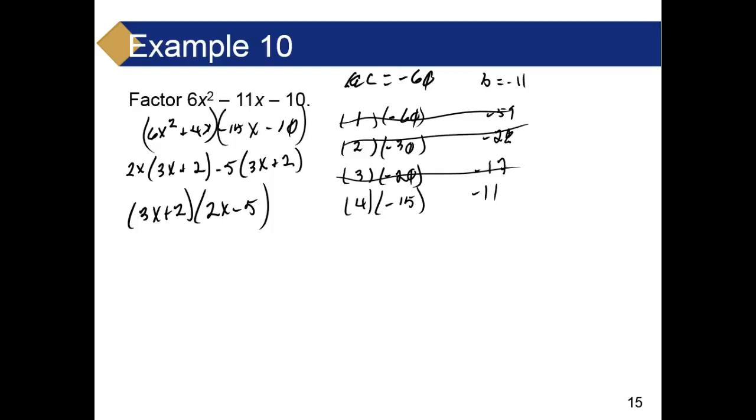Any questions on that? Let's see how they do it. Basically, they wind up doing it very close to the same way.